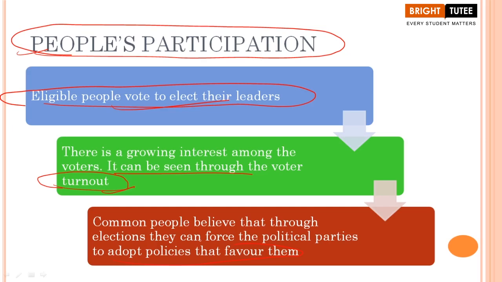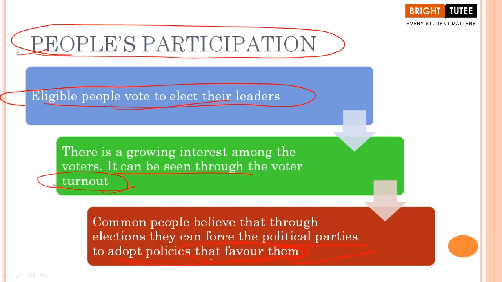So the common people know that they are voting, they are electing their representatives. But the main idea is to do what? They are going to elect the representatives who are going to listen to their demands, who are going to listen to the issues that common people are facing. So therefore, they have this common belief that through elections, they can force the political parties to adopt the policies that favor the common people, right?